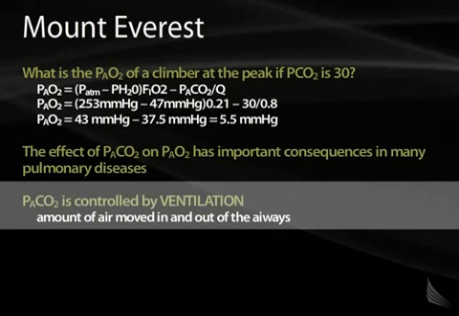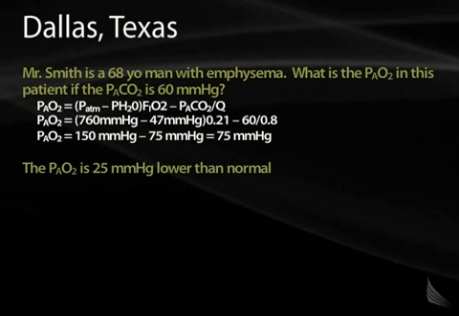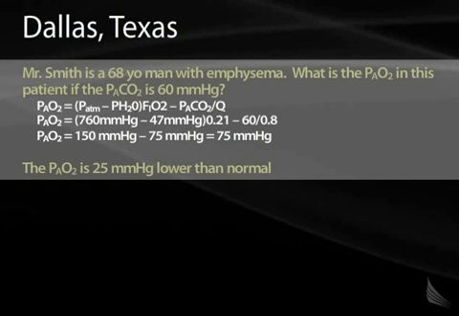The PaCO2, the alveolar CO2, is going to be directly controlled by ventilation. So if we know what our minute ventilation is, we can figure out what our PCO2 is going to be. Let's do another example. Mr. Smith is a 68-year-old gentleman with emphysema. What is his alveolar O2, his PaO2, if his alveolar CO2 is 60 millimeters of mercury? Subbing in and doing this equation, we find that his alveolar oxygen is 75 millimeters of mercury. Just because his PCO2 is higher, his alveolar oxygen is lower. Because there's more CO2 in his alveoli, even though he's breathing the same room air that you and I are, his alveolar O2 is lower.